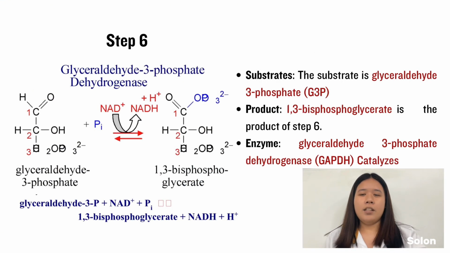Steps 6 and 7 in glycolysis. In this stage of glycolysis, glyceraldehyde 3-phosphate undergoes 2 reactions. First, glyceraldehyde 3-phosphate undergoes oxidation. The aldehyde group is changed into a carboxylic acid, and NAD plus is reduced to NADH. Next, GAPDH adds an inorganic phosphate from the cytosol to the oxidized molecule, producing 1,3-bisphosphoglycerate. This compound features phosphate groups attached to both the first and third carbon atoms.